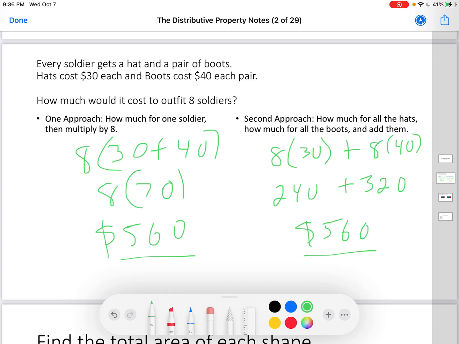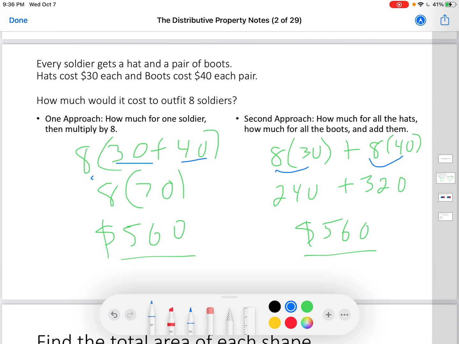And the key here is that it doesn't matter which way I do it. I'll get the same answer. So what I did here was 30 plus 40 and then times 8. But in this case, I did 8 times 30 and 8 times 40 and then added. Well, it didn't make any difference, and it never will.